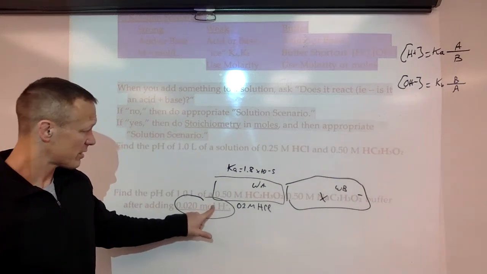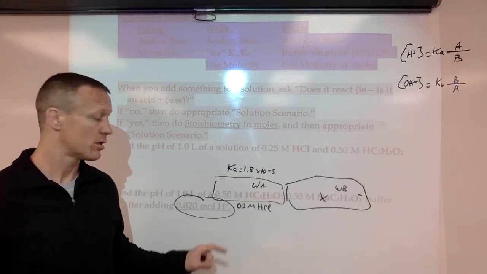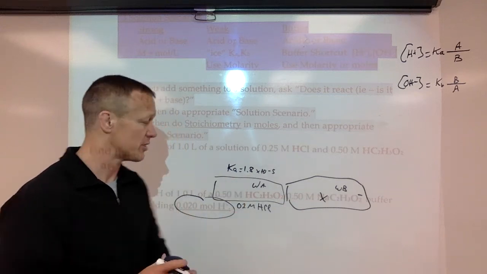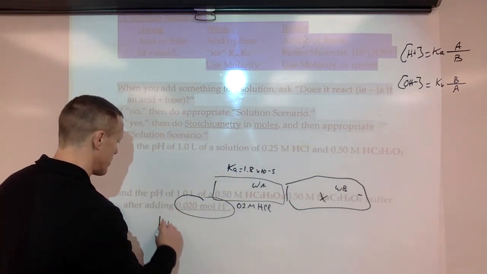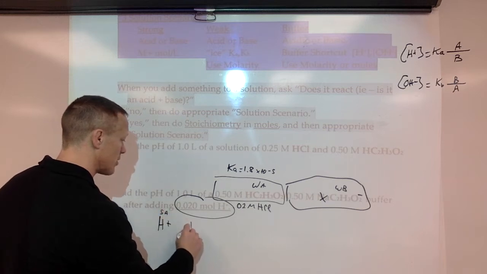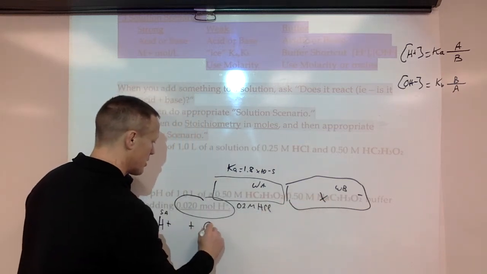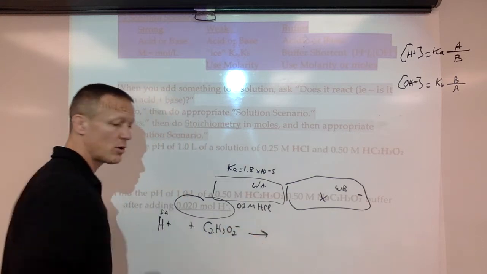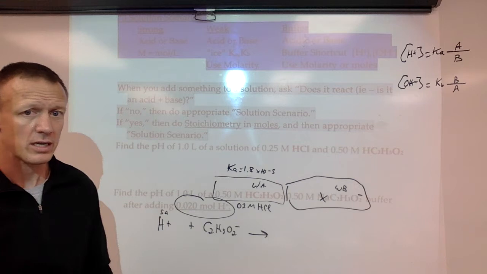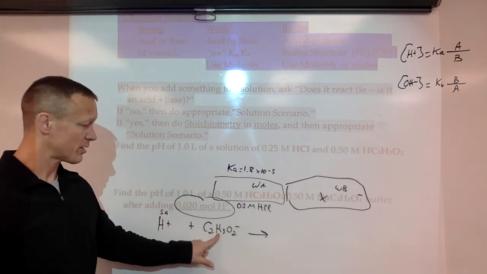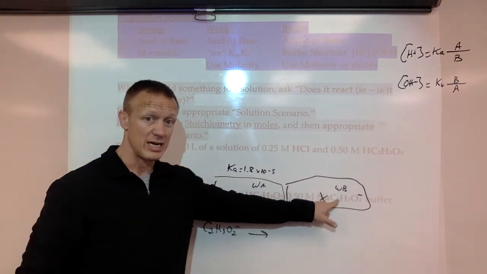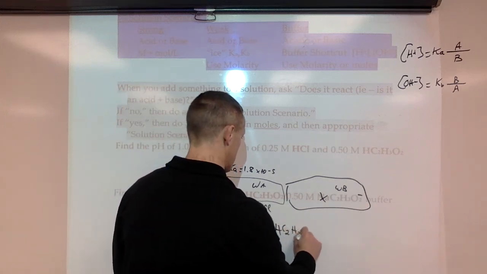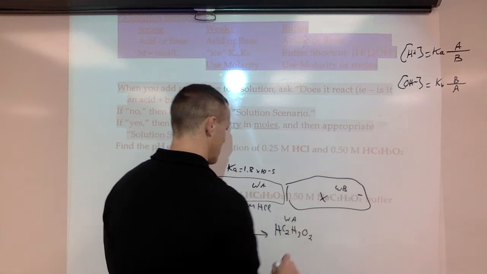Well, H plus with a weak acid, that's not a reaction. But H plus with the weak base is a reaction. So we just got to figure out what the reaction is. In this case, it's going to be H plus from our strong acid plus C2H3O2 negative. This is a one-sided arrow. All of these are going to react with however many of these we need to make our weak acid.